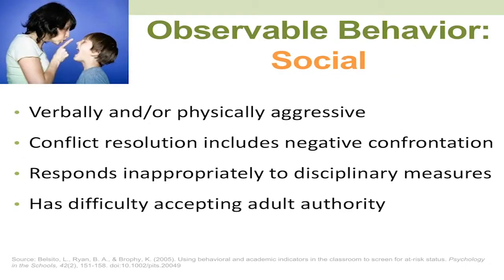School staff often observe risk behaviors related to social skills. These behaviors include physical or verbal aggression, poor conflict resolution skills, inability to accept authority, and poor response to disciplinary measures. While these behaviors raise safety concerns and may result in disciplinary action, they are often a sign that mental health intervention is needed rather than consequences that further disrupt the student's connection with the school.